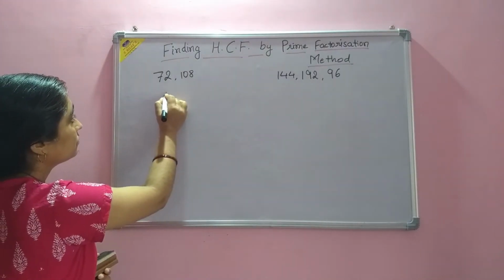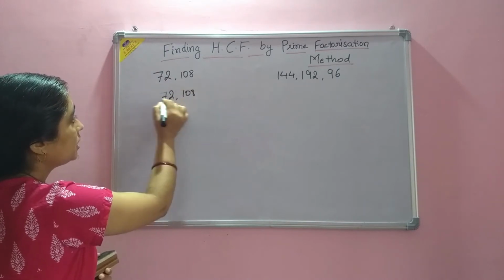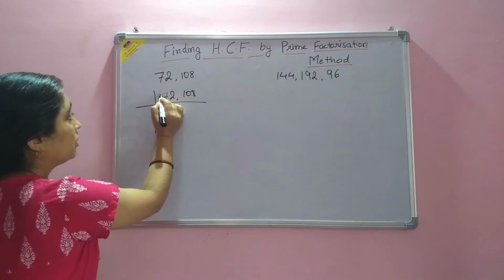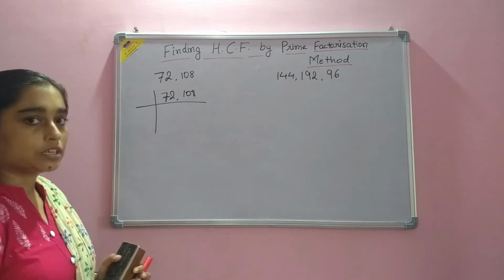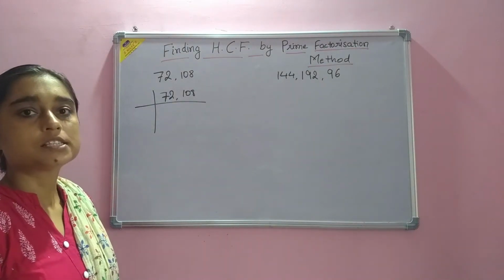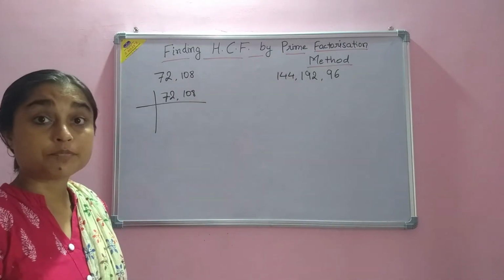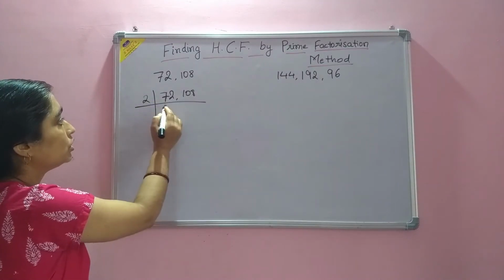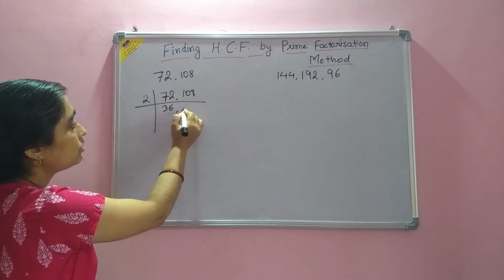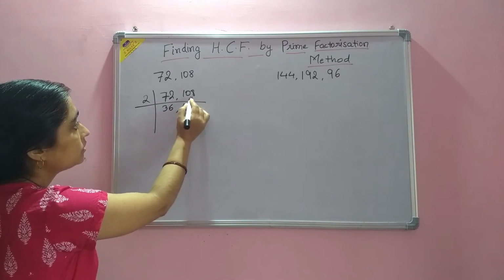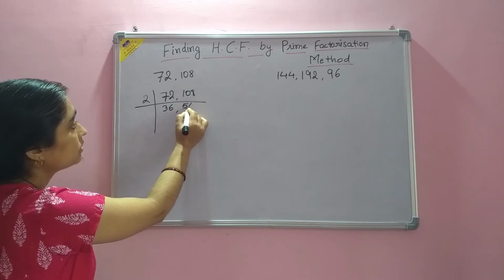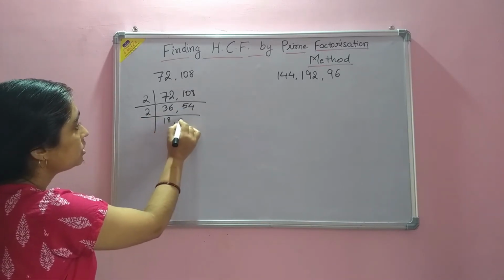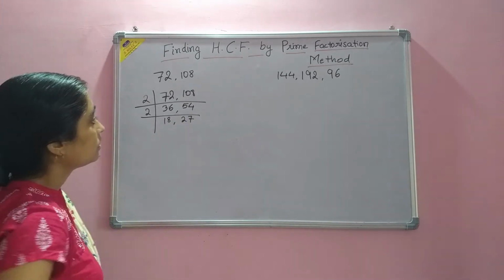Write down 72 and 108 together, and we will find the prime factors together. Prime factorization together. Here also the same rule applies. We will divide by prime numbers, and that too in ascending order. Okay, 2 first. 2 3s are 6, 2 6s are 12, 2 5s are 10, then 2 4s are 8, then 2 1s are 2, 2 8s are 16, 2 2s are 4, 2 7s are 14.